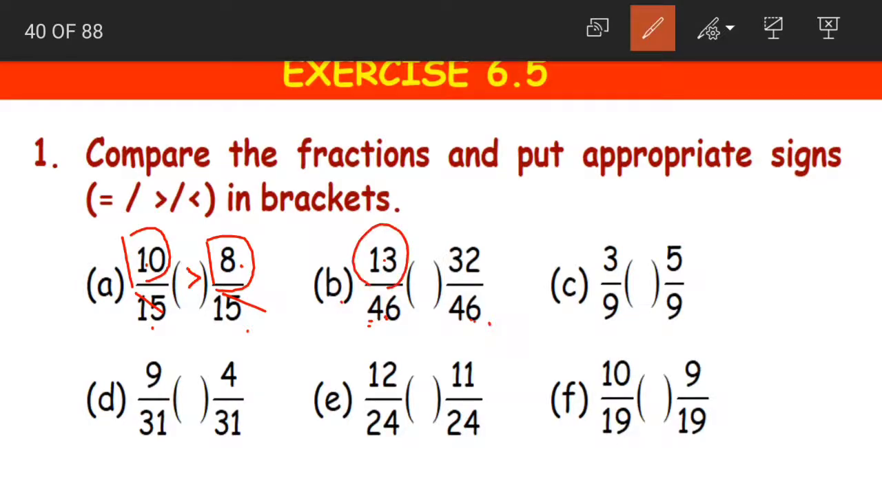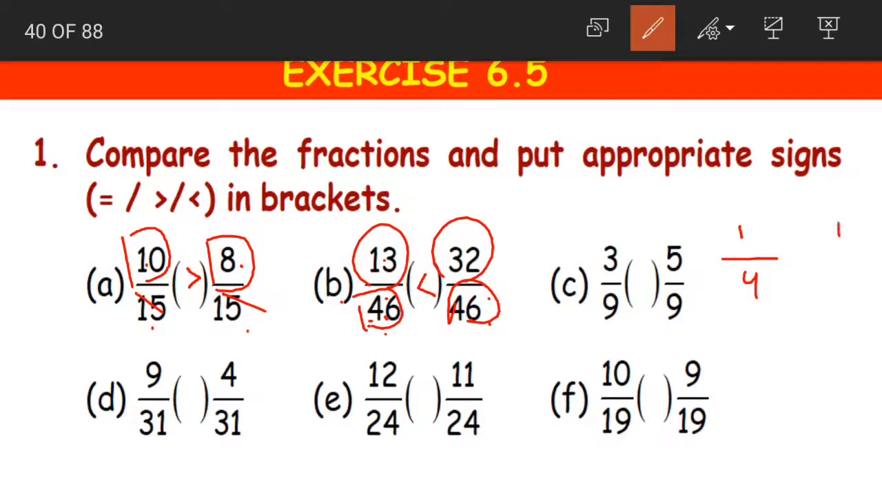Now upon comparing numerators, we can say that 13 is less than 32. So that is why 13 by 46 is less than 32 by 46. Again, an important point to remember is that this rule is applied only when the denominators are the same.